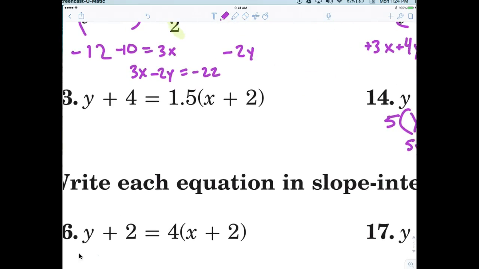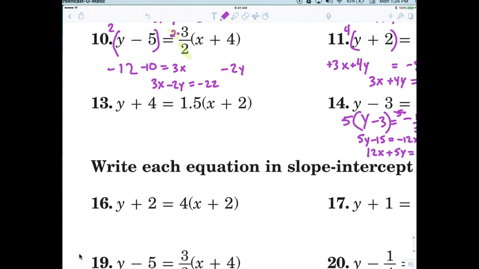So 1.5, everybody should be able to just say that's what. Don't make that 15 over 10 either. That's 3 over 2, right? Everybody agree with me? See how I did that? You should recognize that right off the bat. So y plus 4 equals 3 over 2 times x plus 2.